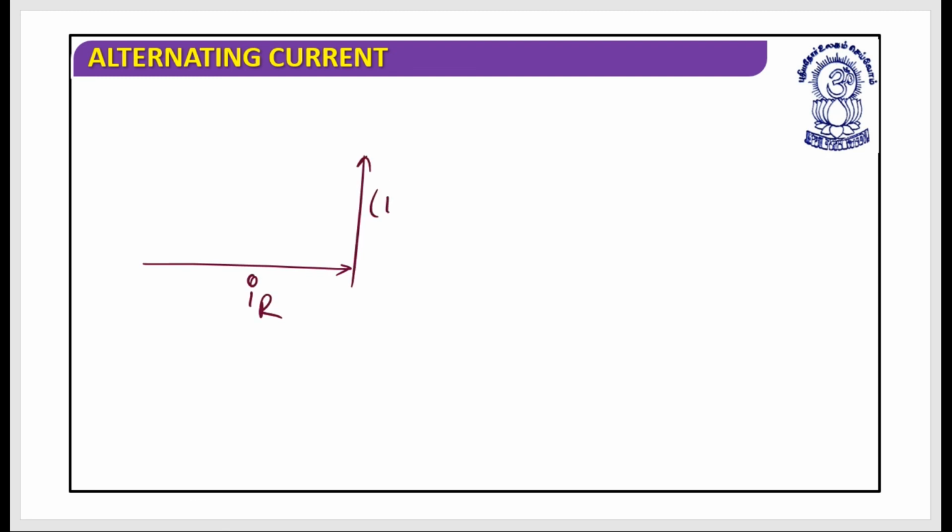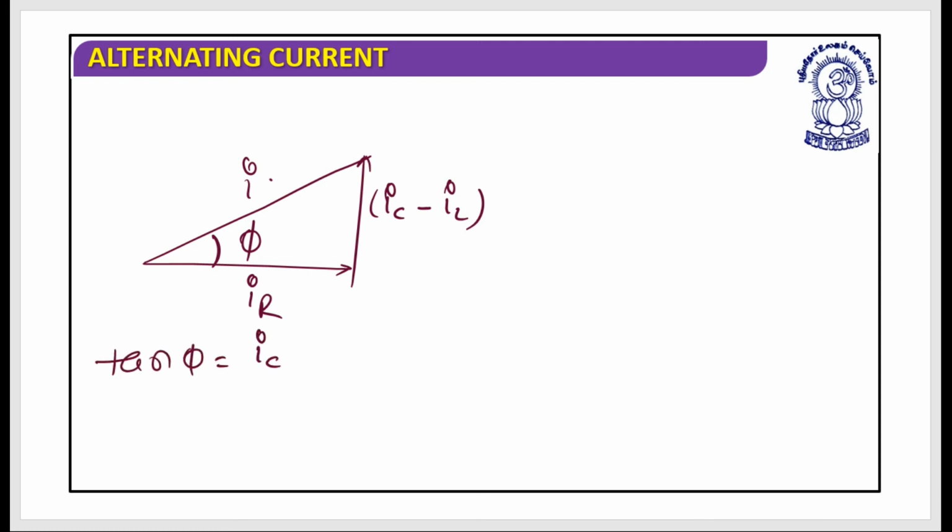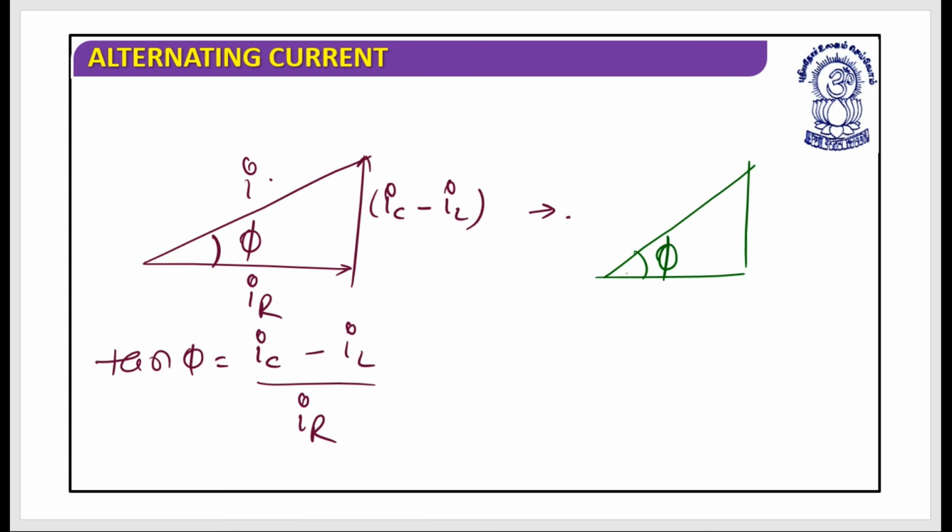This could be written as IC minus IL, and from this is the I. This is the phase difference between them. So from this I could write tan phi equals IC minus IL divided by IR. From this I could have the relation that it is something like the impedance triangle, which could be shown something like this. This is phi, this is phi. So it's tan phi.